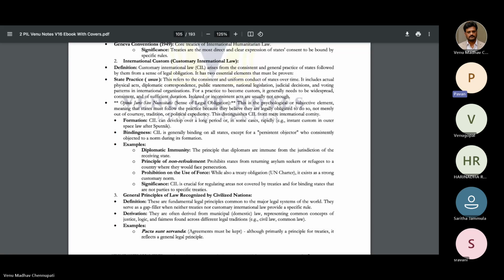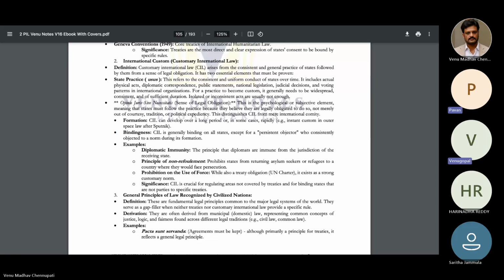For a practice to become custom, it generally needs to be widespread, consistent, and of sufficient duration. Isolated or inconsistent acts are usually not enough. Opinio juris sive necessitatis, sense of legal obligation. This is the psychological or subjective element, meaning that states must follow the practice because they believe they are legally obligated to do so, not merely out of courtesy, tradition, or political expediency. This distinguishes customary international law from mere international comity.